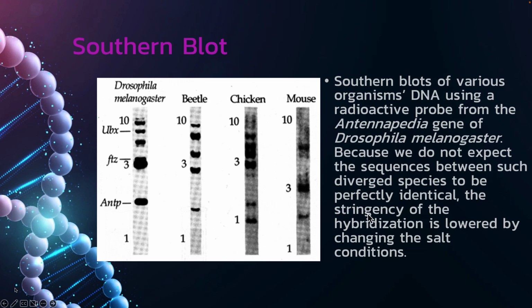And remember, because we're starting to get more and more distantly related, when we do this type of Southern blot, we might want to change our stringency. So we could lower the temperature the more distantly related we get. We could also change the salt concentration.